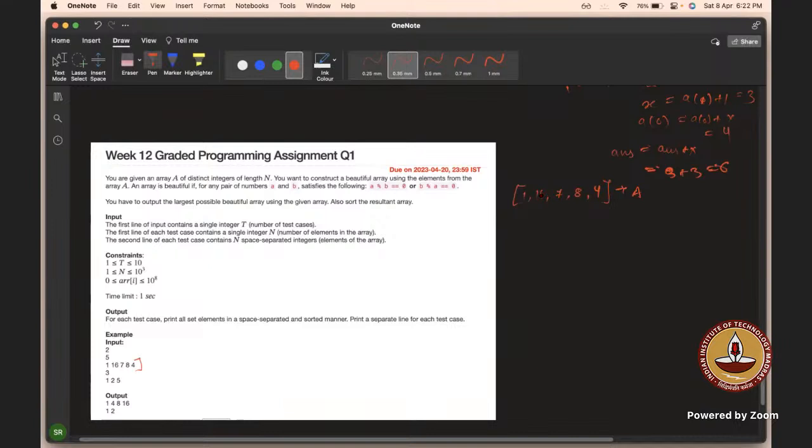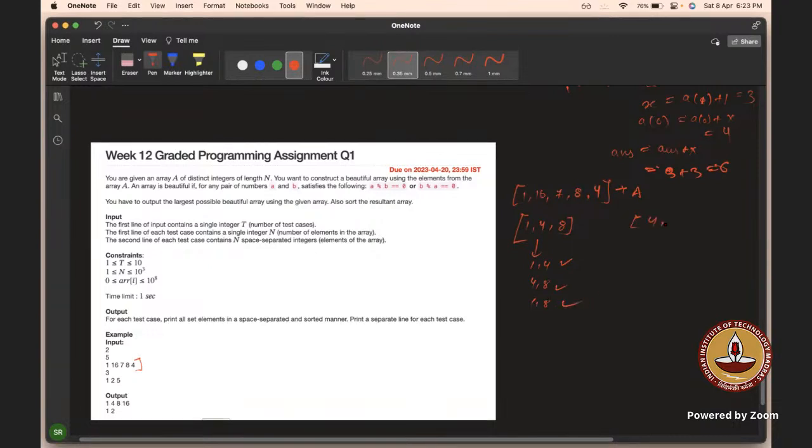You have to pick some elements from it such that this condition is met. What elements could you pick? If I make an array like 1, 4, and 8, you see that in this array, if you pick 1 and 4, 4 is divisible by 1. So this checks out, right? If we pick 4 and 8, any two pair of numbers, then 8 is divisible by 4. So this checks out. If you pick 1 and 8, it also checks out, right?